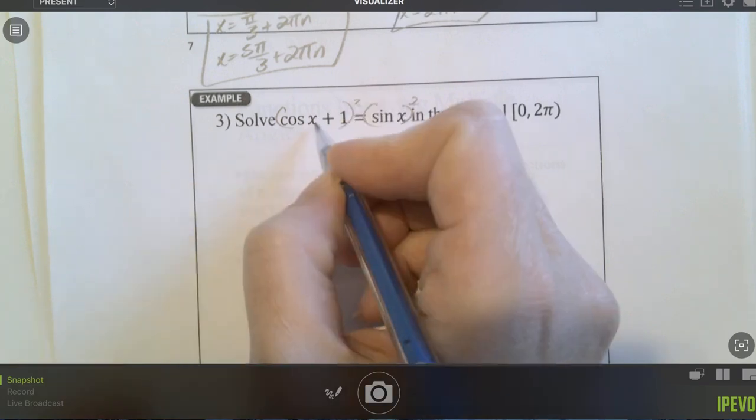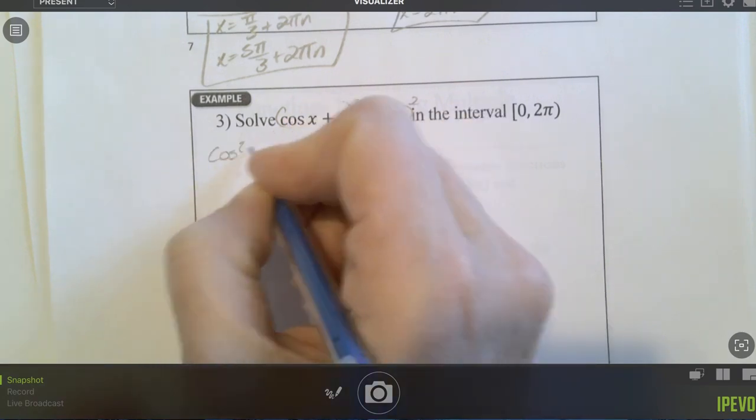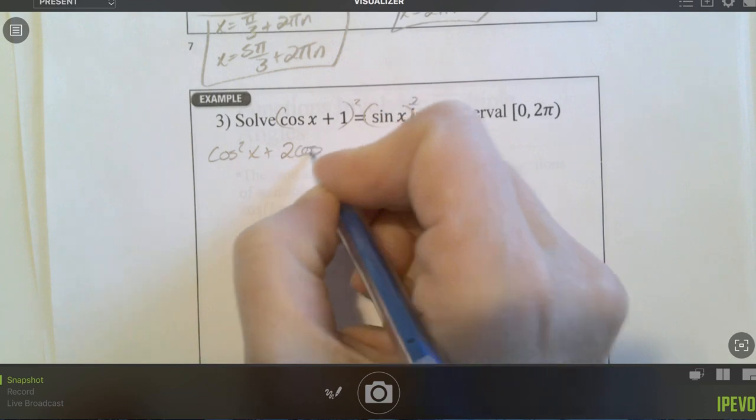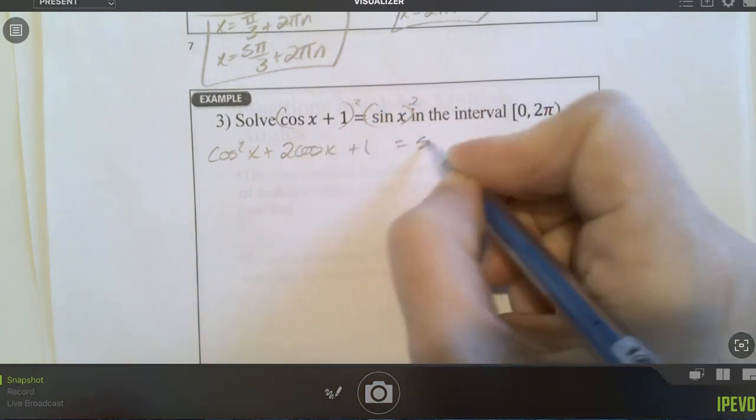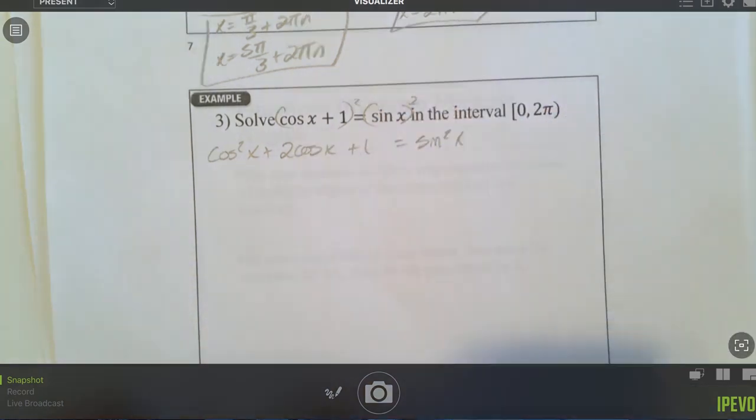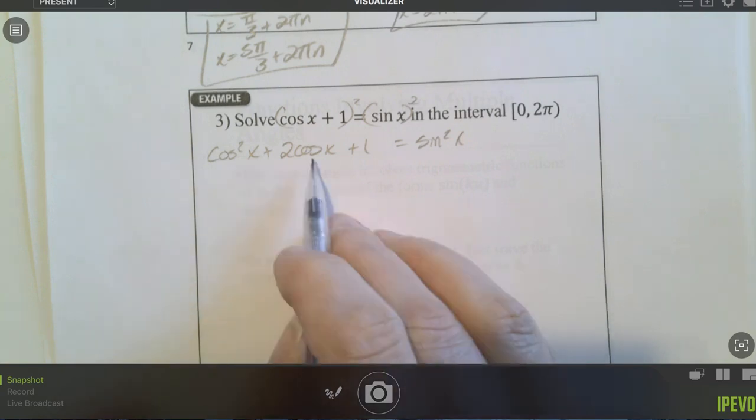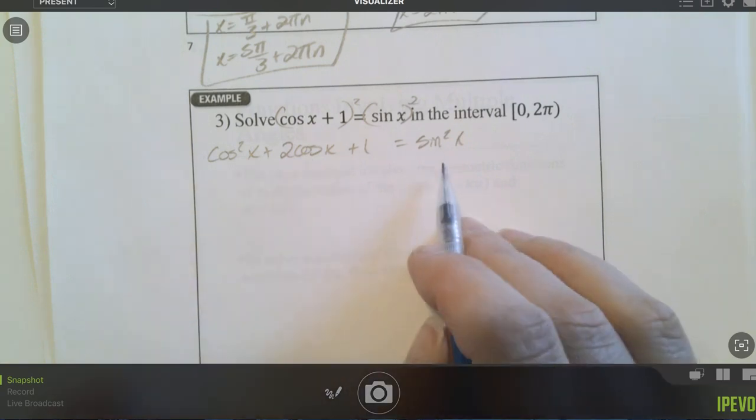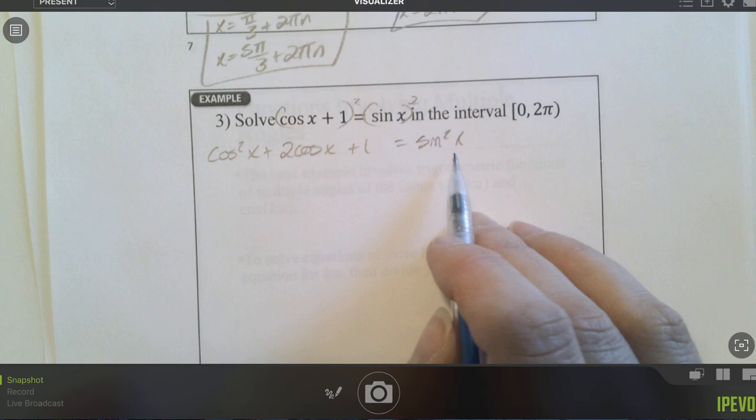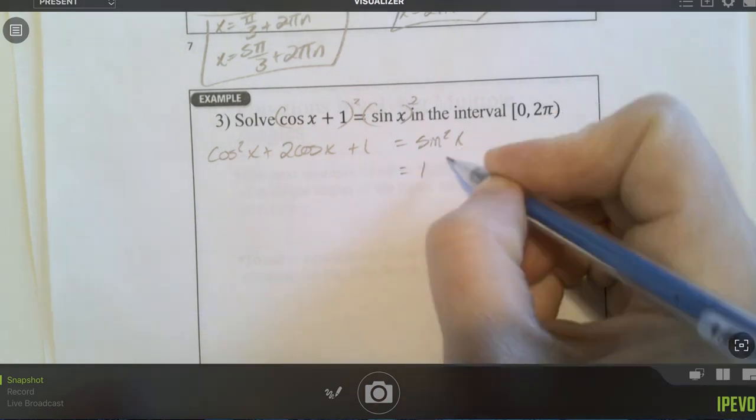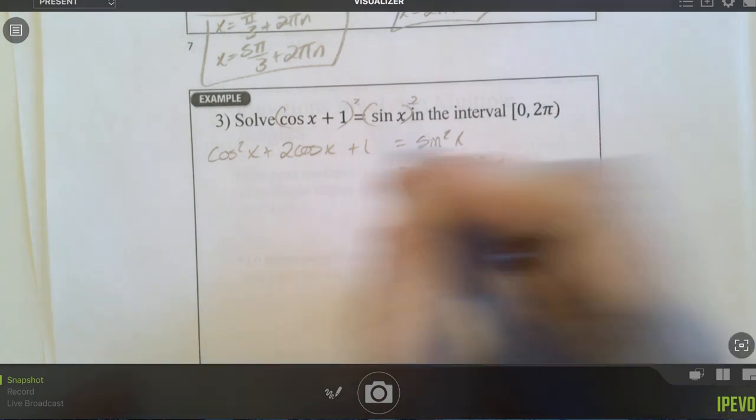So over here, when you square that, you're going to have cosine squared plus 2 cosine plus 1 equals sine squared. And now, because I have cosine squared and cosine and then sine squared, I'm going to do like I did in the previous example and substitute the sine squared with 1 minus cosine squared. So I have it all in terms of just one function.